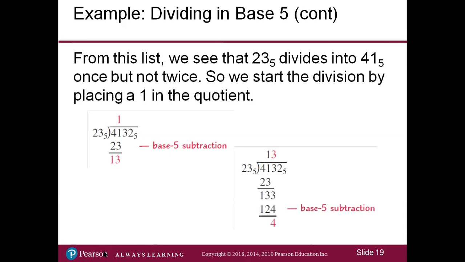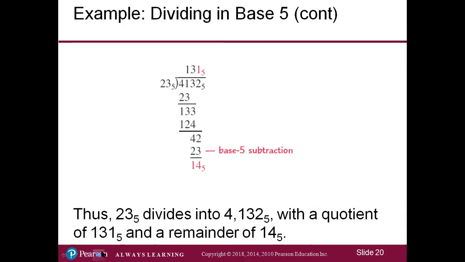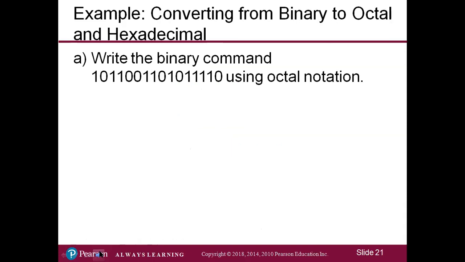And once you're done with your 41, you bring that 3 down, right? So you have a remainder of 13. But now you bring your 3 down and you try to get into 133 with as many groups of 23 base 5 as you can. Thus 23 base 5 divides into 4,132 base 5 with a quotient of 131 base 5 and a remainder of 14 base 5.